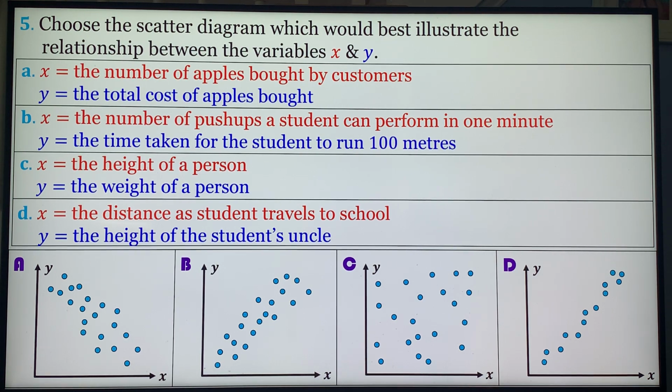B, the number of push-ups a student can perform in 1 minute versus the time taken for the students to run 100 meters. C, the height of a person versus the weight of a person. And D, the distance the student travels to school and the height of the student's uncle. Ooh, that's an interesting one.